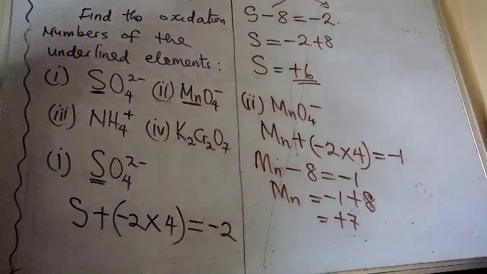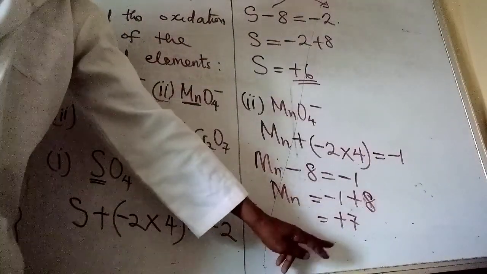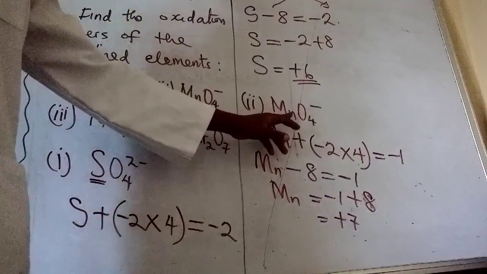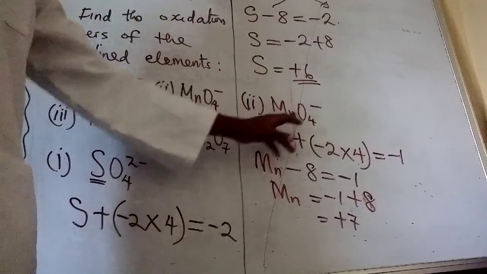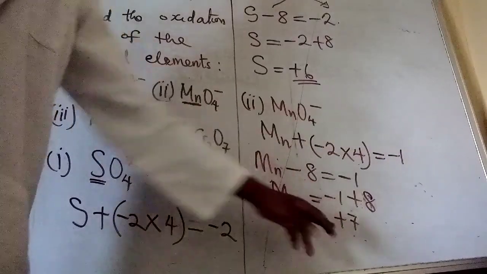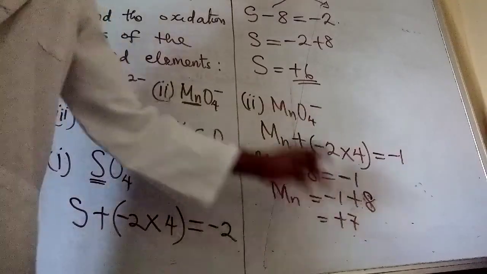So the oxidation number of manganese here is what? Plus 7. So if I want to pronounce it, that will be manganese tetraoxo. It will be tetraoxomanganate 7. Tetraoxomanganate 7 ion.